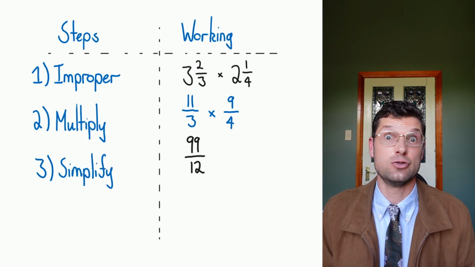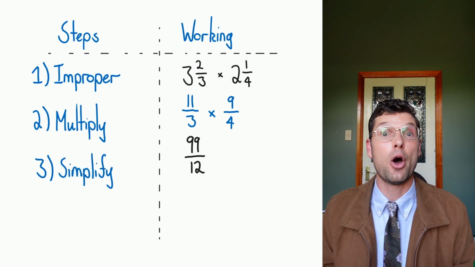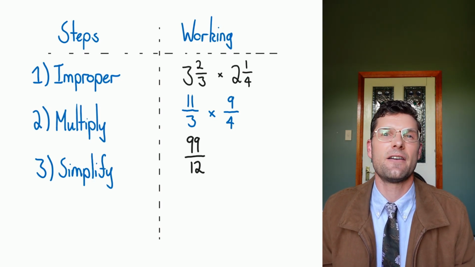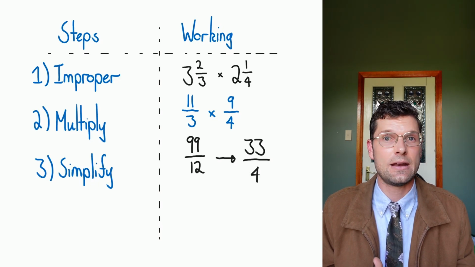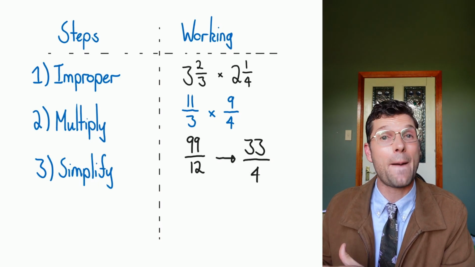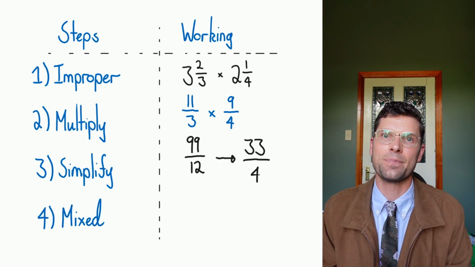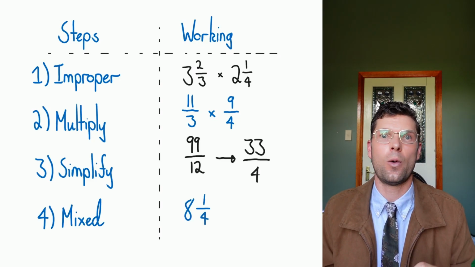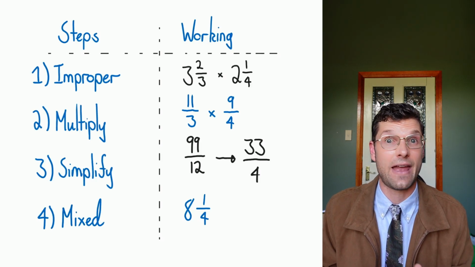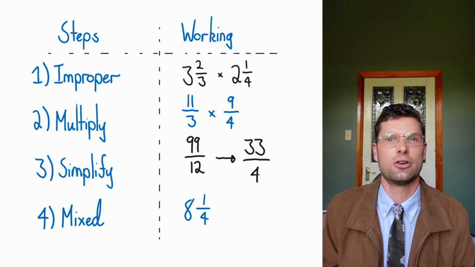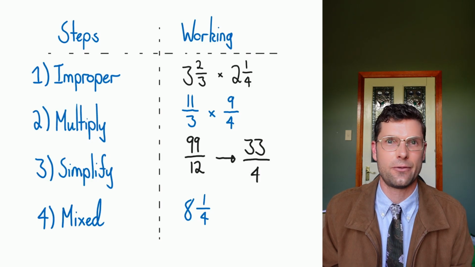I always have to simplify this if I can, and both of these are multiples of 3, so I'm going to have 33 over 4. Because the question was written in mixed numerals, I want to make sure I write my answer as a mixed number as well. So this is going to become 8, 1 over 4, just using our conversion methods. If you're not fully on top of how to convert these quickly, please go look at my last video because there is heaps of information in there.